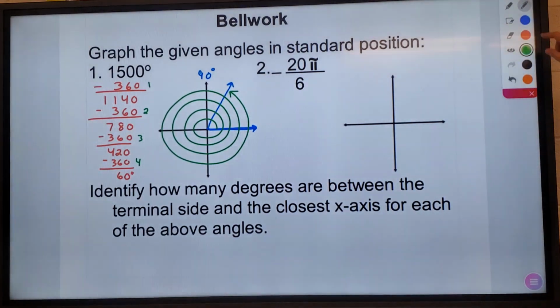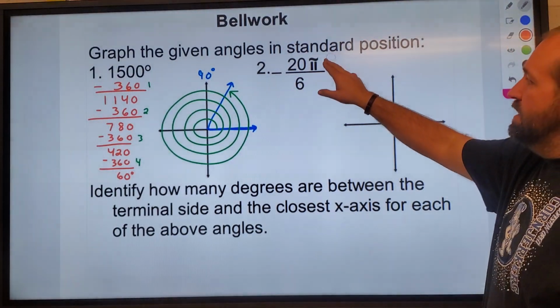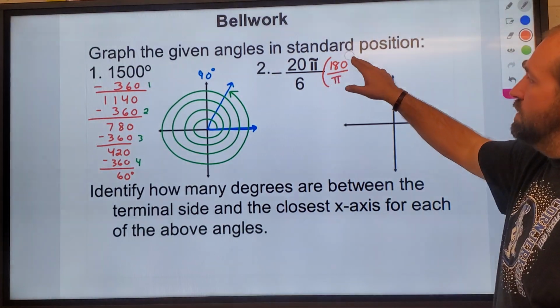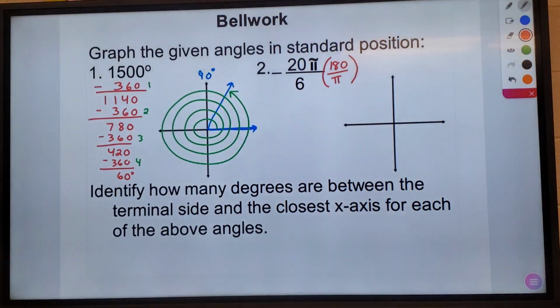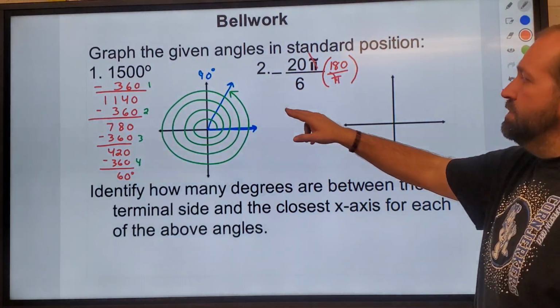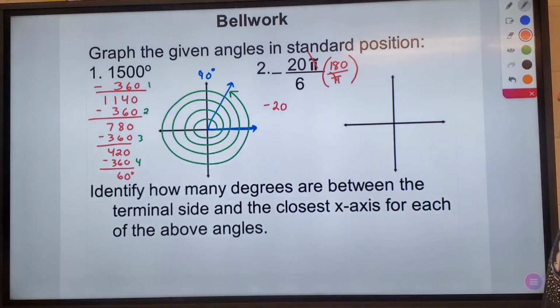For number 2, my suggestion again here was to do what? It was to take the degrees of this instead of in radians, to graph. So in order to do that, we're going to have to multiply this by 180 over pi. Again, in order to change from radians to degrees, you multiply by 180 over pi. The purpose of that is because the pi's here will cancel out. And then I have the -20, and then I'm going to divide this 180 by this 6 because it's nice and easy to do.